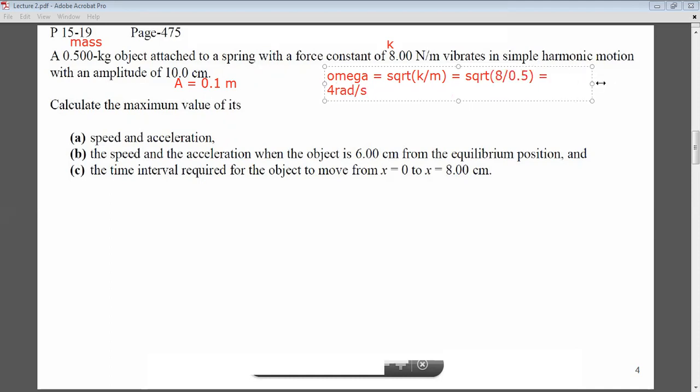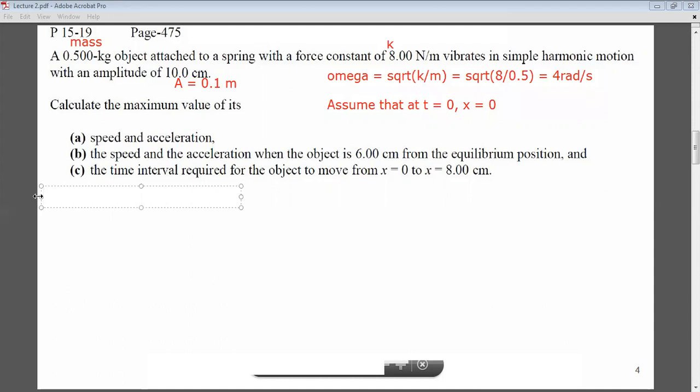Okay, so this is what I have in the given. It didn't specify what is happening to x at t0. So we will assume that at t equal 0, x is equal to 0. But there is no information whatsoever about the velocity, so we will not assume anything about the velocity. We will just assume that at t equals 0, x equals 0. Calculate the maximum value of its speed and acceleration. So now we will start.